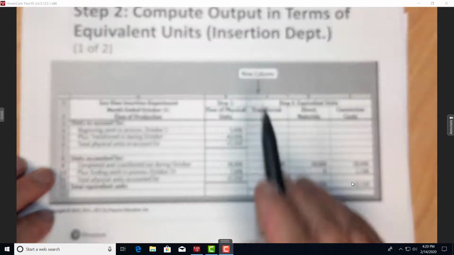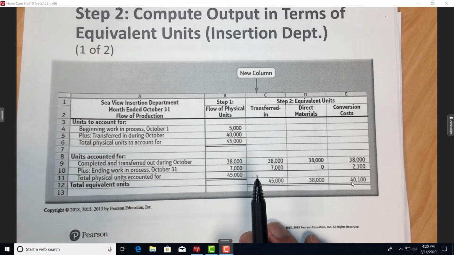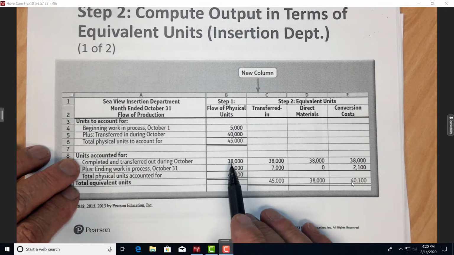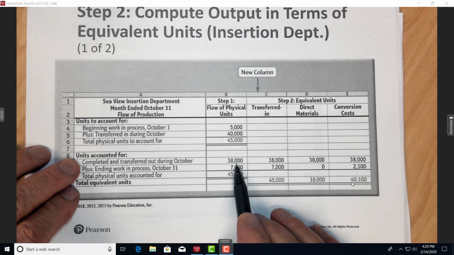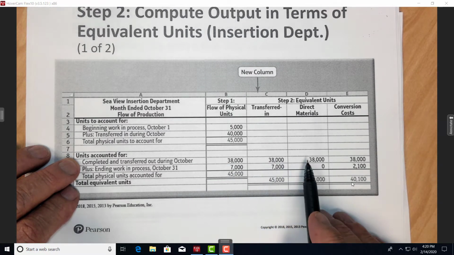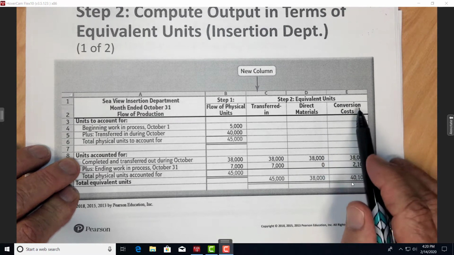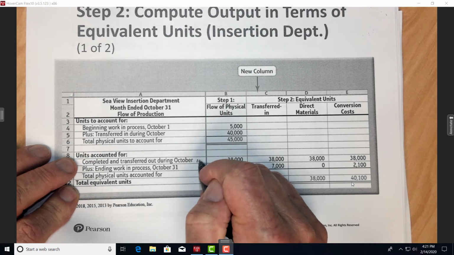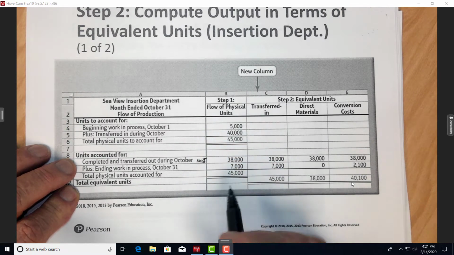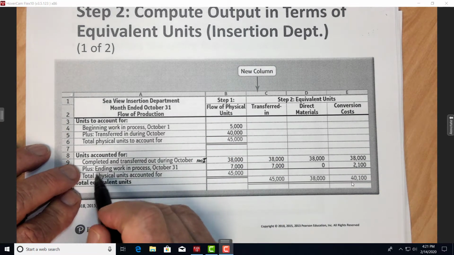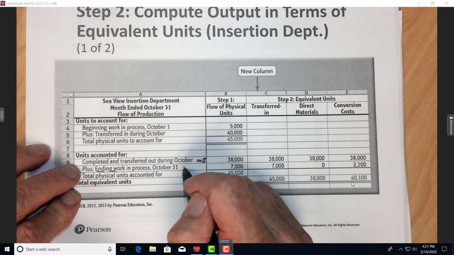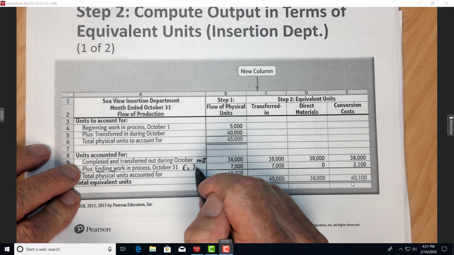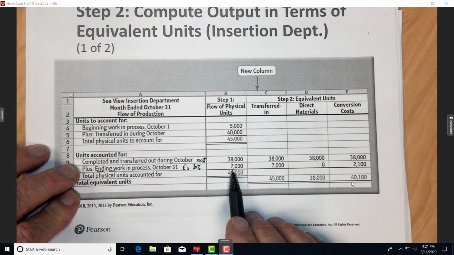All right. Compute the output in terms of equivalent units. We completed the physical units, 38,000. Well, that was transferred in, completed in terms of direct materials, completed in terms of conversion cost. It's 100% done. However, the problem says in terms of the ending inventory, it's only 30% done.